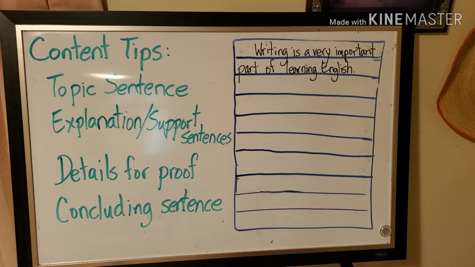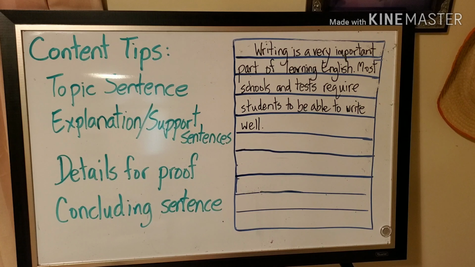So the second part, as you can see, says explanation or supporting sentences. You have to explain what you mean and support that idea. I'm going to write a sentence now to explain myself. Okay, so now you can see I wrote another sentence.